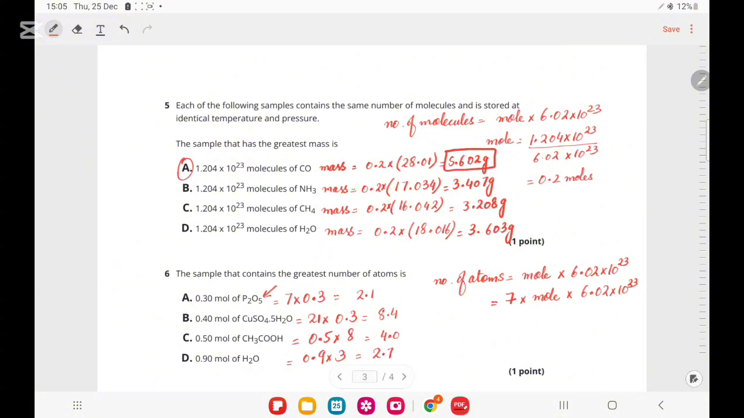So the one which is going to have the greatest number of atoms is copper sulfate dot 5H2O. So the right answer is going to be B.